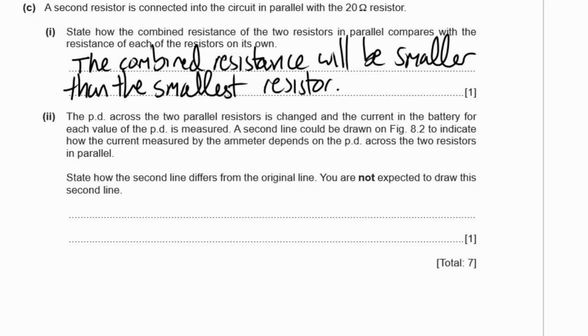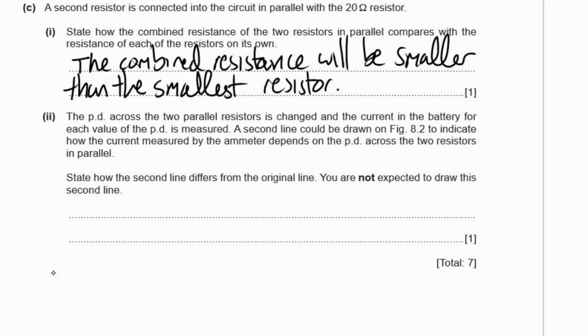Part 2. The potential difference across the two parallel resistors is changed, and the current in the battery for each value of the potential difference is measured. A second line could be drawn on figure 8.2 to indicate how the current measured by the ammeter depends on the potential difference across the two resistors in parallel. So we know that the resistance is going to be smaller. State how the second line differs from the original line. You're not expected to draw the second line.